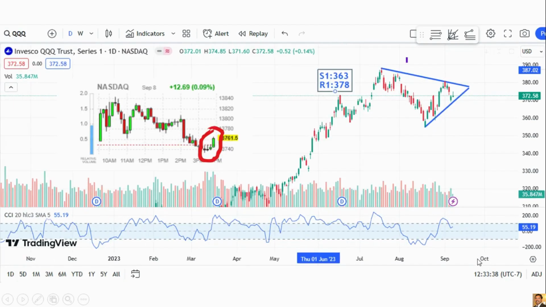And this is QQQ. This is also a daily chart. Again, here it is a shooting star candle, and the volume is very low. If you see here, the volume is very low with the shooting star candle. Again, in the last 30 minutes, short covering took place and it went up. So I'm expecting a little bit up on Monday and Tuesday, and from there it may go down. My support and resistance are 363 and 378.